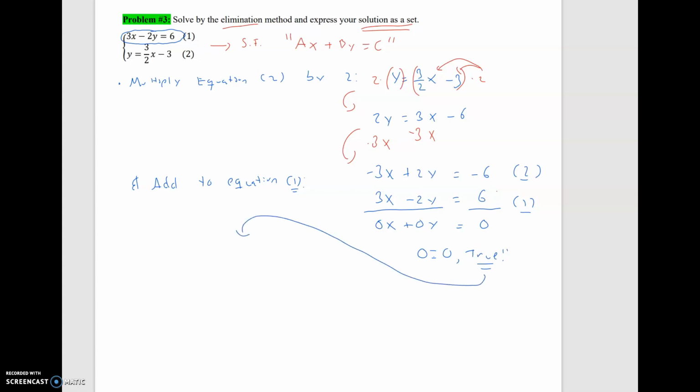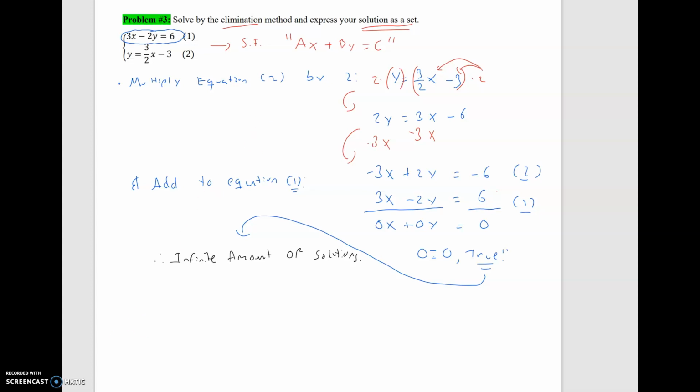Now, on a true statement, what we're actually viewing here is an infinite amount of solutions. So technically, let me rewrite it as infinite amount of solutions. What this means is that both of the equations are actually the same line. So let's graph it so we can take a look at what it looks like.